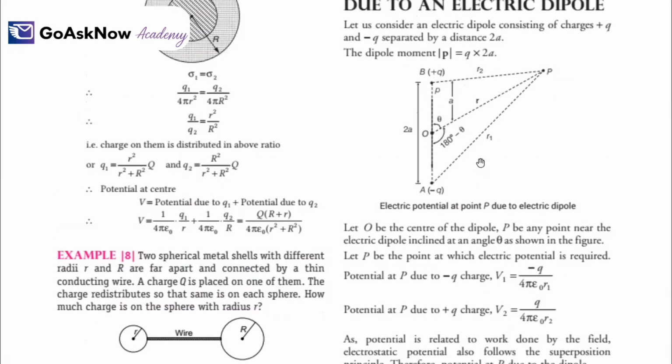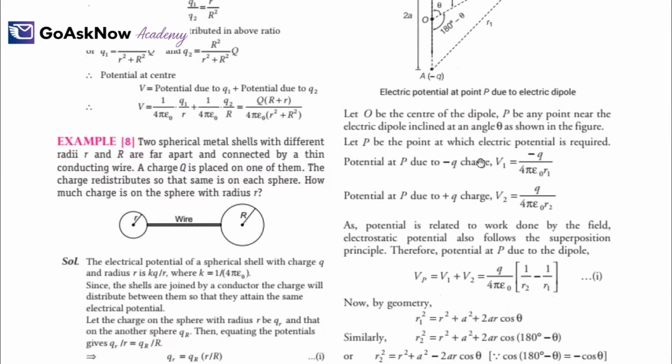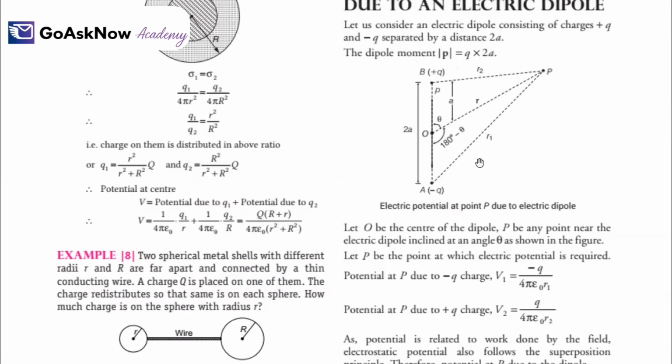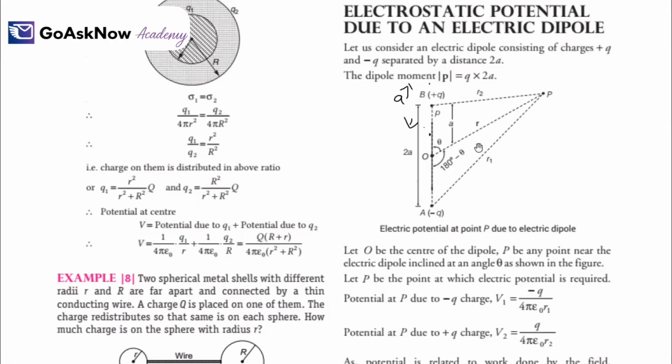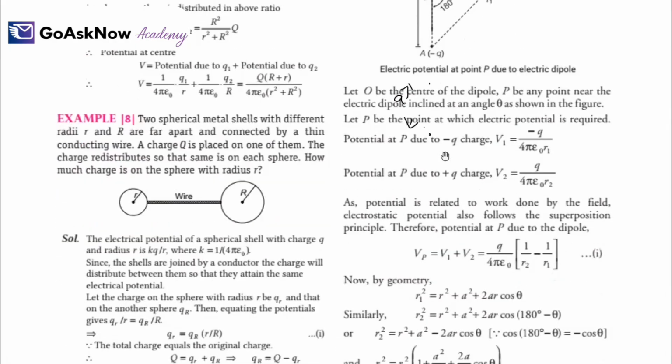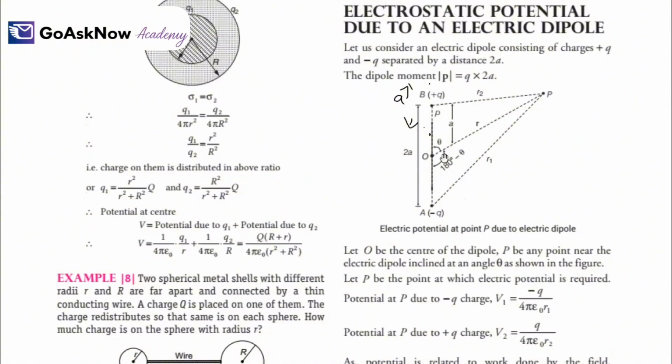So here R1 square is equal to R square plus A square. What is small a here? Small a is the distance between the center and one dipole charge. This one is your small a distance. So we have now calculated the value of small r1. So r1 square will be equal to r square plus a square plus 2ar cos theta.